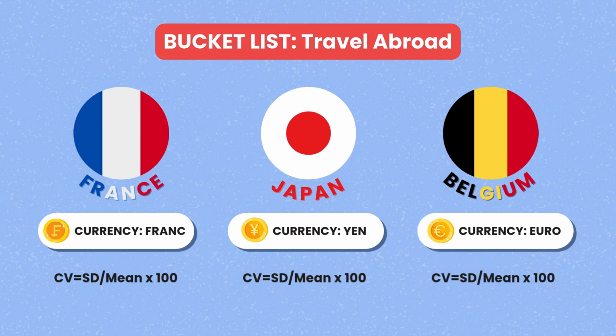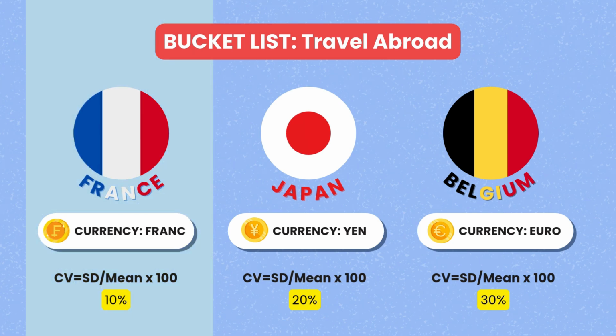Let's say I got a CV of 10% in France, 20% in Japan, and 30% in Belgium. As mentioned, the higher the CV, the more variable the dataset is. Then, where will I go to maximize my money? Looking at the computed CV, the answer is now easy: in France, with a CV of 10%. Because the currency is not variable, I can maximize my money. And because the currency is not variable, I can plan my travel easily. I can go ahead and exchange my peso in franc anytime without having to worry about exchange rate issues.